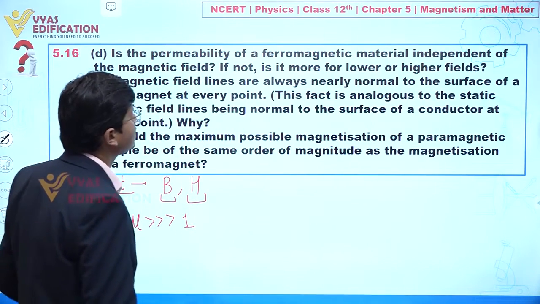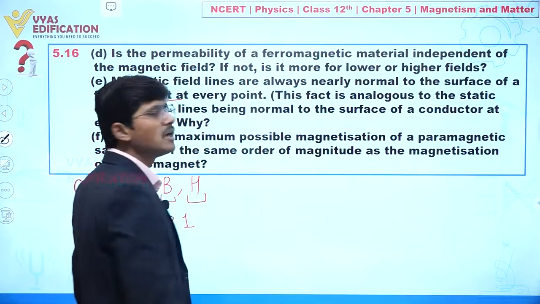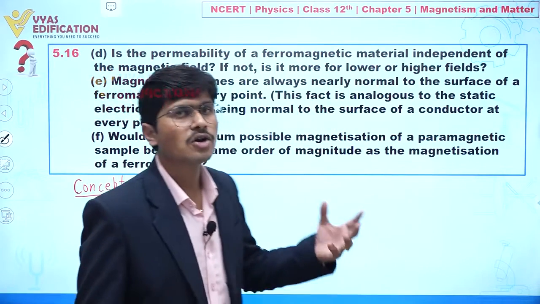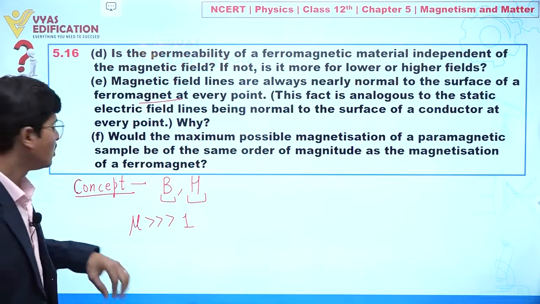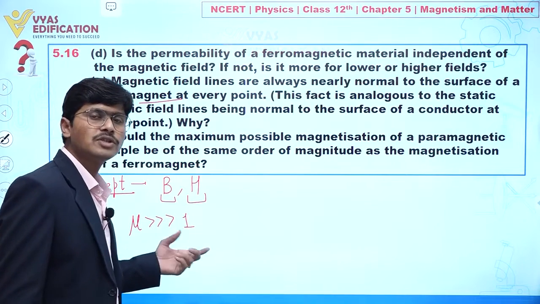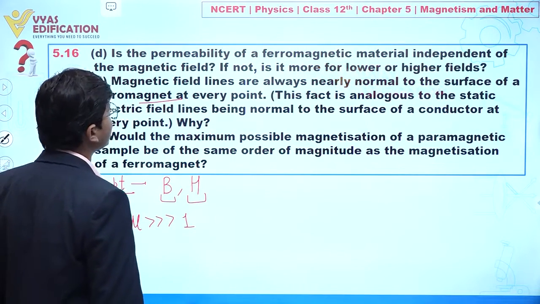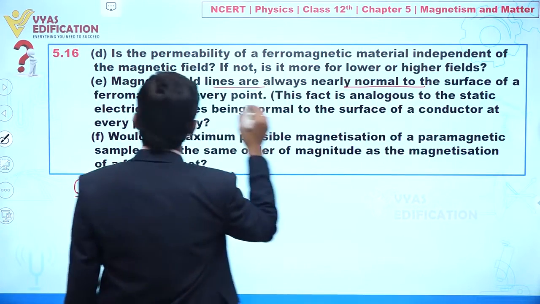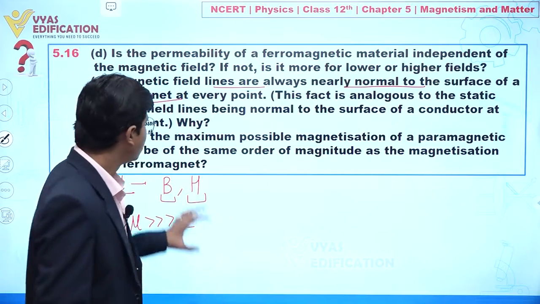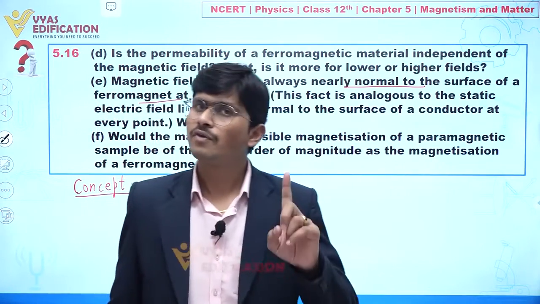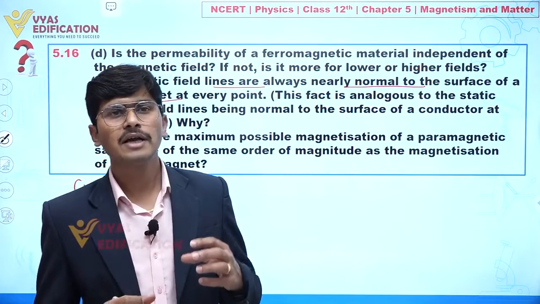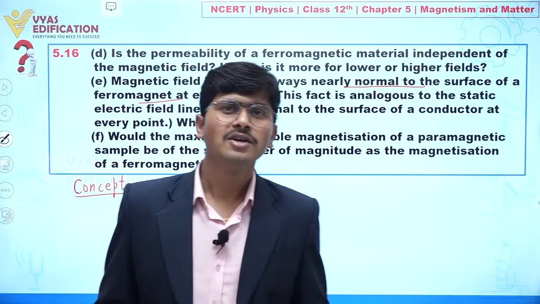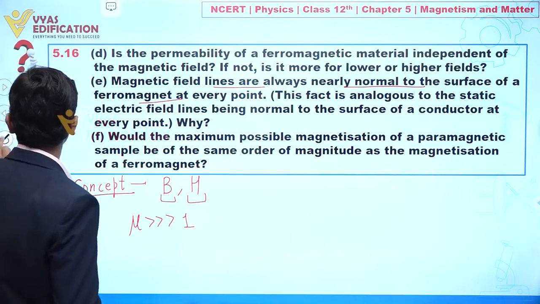Because it is given in the question, we have a ferromagnetic substance, and for a ferromagnetic substance the value of permeability is very, very high, more than 1000. Clear? So whenever the value of mu is very, very much greater than 1, we can say yes, magnetic field lines are always normal to the surface of the ferromagnet. Clear to everyone? You have to keep only one thing in mind: for a ferromagnetic substance, whenever magnetic field lines come, they are always incident normal to the surface of the ferromagnet. Clear? So this is all about part E.